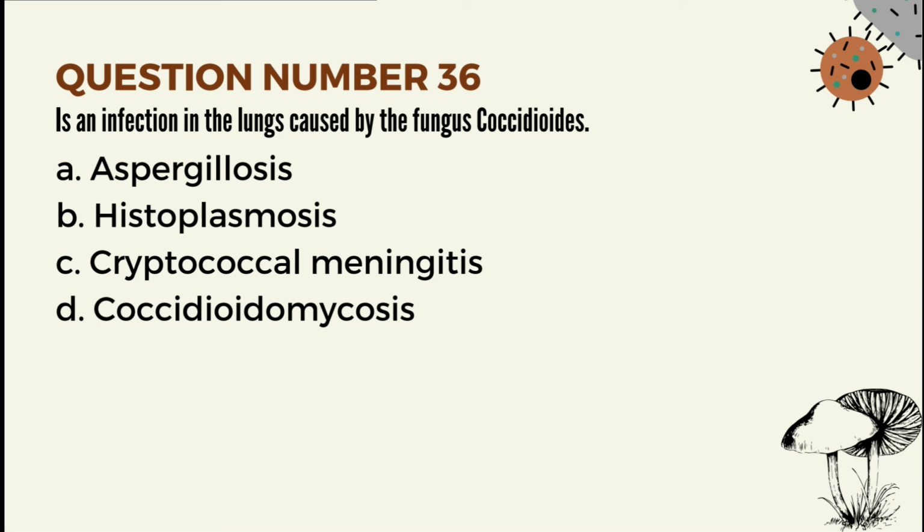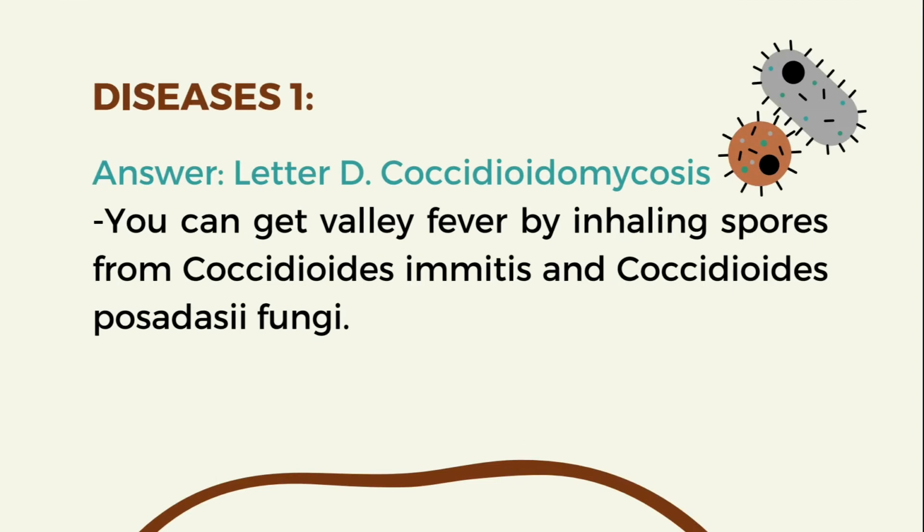Question number 36 is an infection in the lungs caused by the fungus Coccidioides. A. Aspergillosis, B. Histoplasmosis, C. Cryptococcal meningitis, or D. Coccidioidomycosis? Answer is letter D, Coccidioidomycosis. You can get valley fever by inhaling spores from Coccidioides immitis and Coccidioides posadasii fungi.